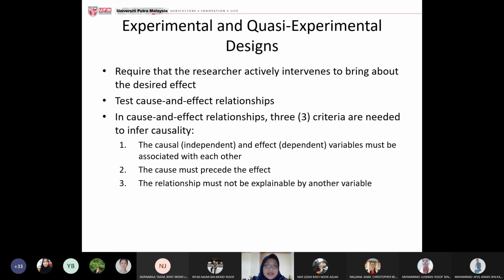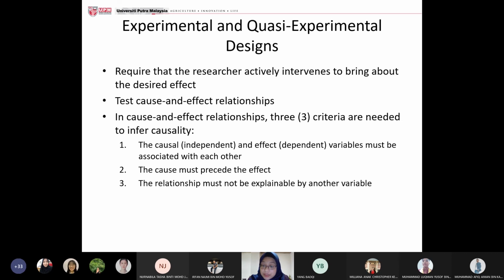And then the cause must precede the effect. It may sound simple. Of course, things happen for a reason. People always say that, but what it really means is you already have to know there's some relationship between the two. That's why you proceed with a quantitative study. And lastly, the relationship must not be explainable by another variable. This is a very important characteristic for quantitative study.